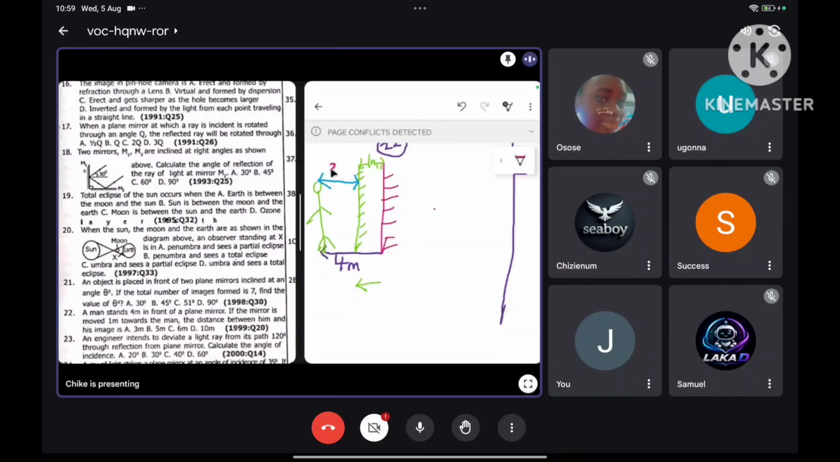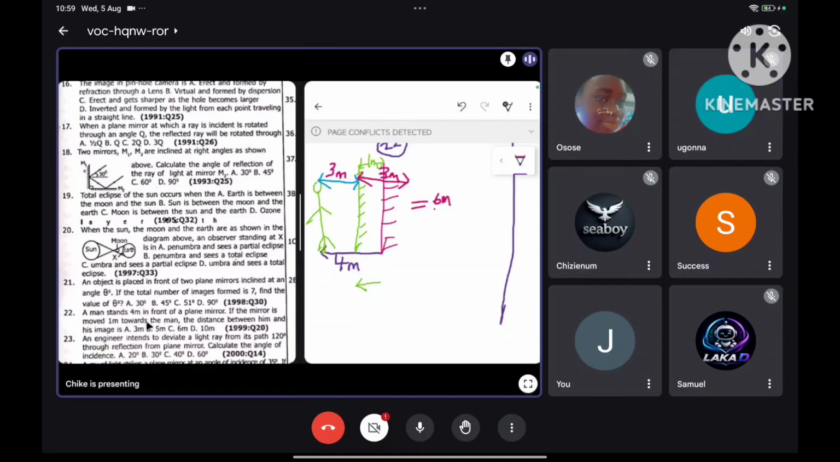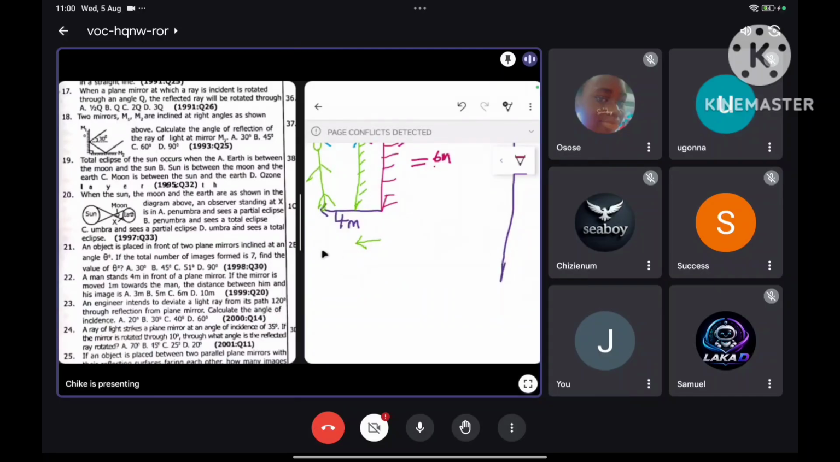So if the man is 3 meters from the mirror, and according to what I said, the distance between you and the mirror is the same as the distance between the mirror and the image, then the image is also 3 meters from the mirror. So to solve the question, you are not going to pick 3 meters as the answer. The distance between him and his image will be 3 to the mirror, 3 to the image, which will be 6 meters. So when you are solving questions, you have to be very careful of those kinds of traps that may be set, especially in JAMB. That's where you see those kinds of questions being set.